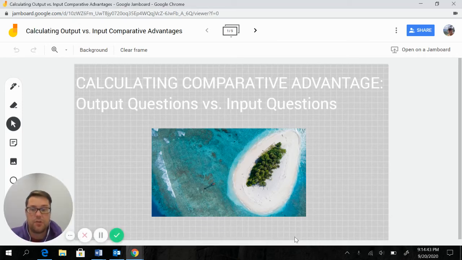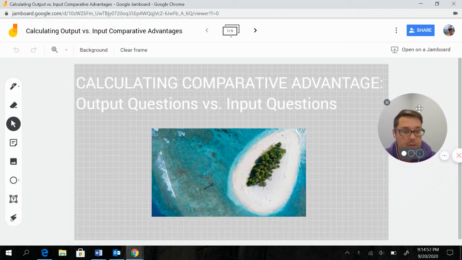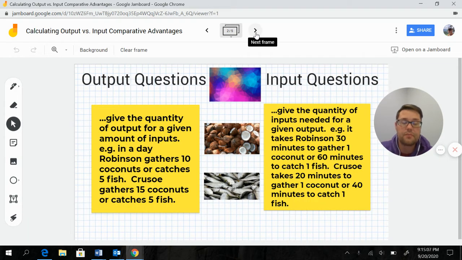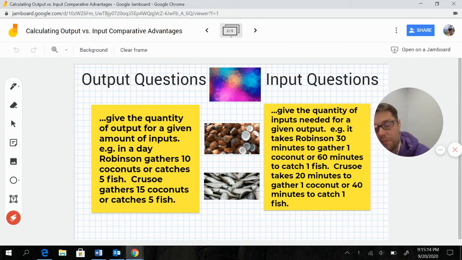Hey there, I want to make a video here showing you how to differentiate between the two types of opportunity cost calculations through comparative advantage questions. We've already been through some where we do output, so you should be somewhat familiar. I'm going to use the same sort of example here with the deserted island, Robinson and Crusoe, with both coconuts and fish. So over here, we'll start with output questions.